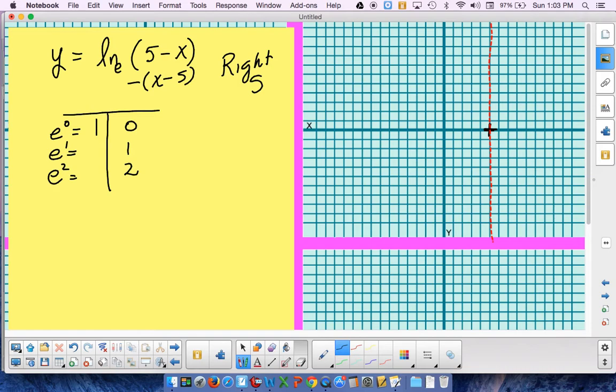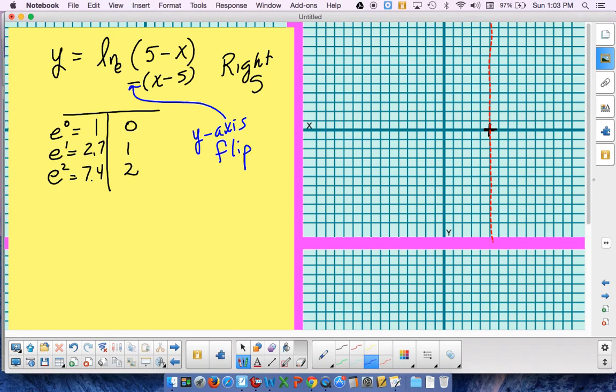E to the 0, of course, is 1. The first is 2.7, and the second was 7.4. So those are the numbers we're going to use to plot it. Okay, what kind of a flip do I have because of the negative in front of the x? The negative was on the x. That's a y-axis flip.